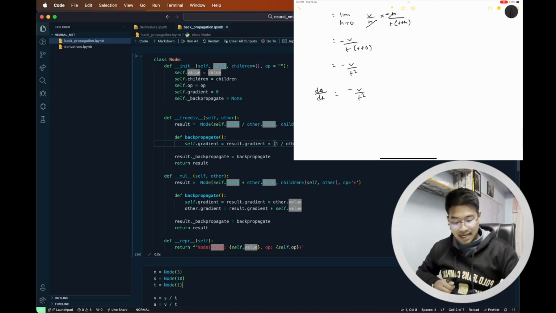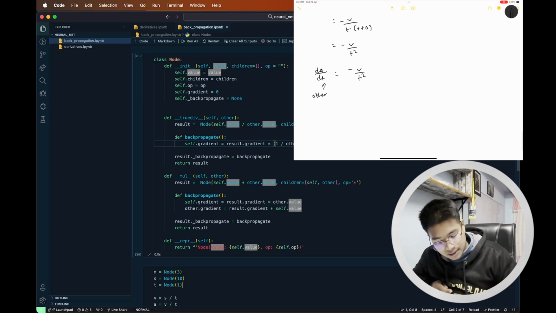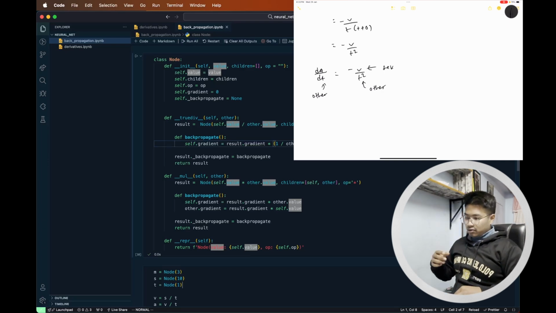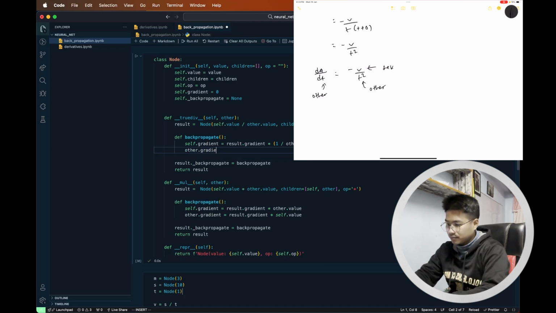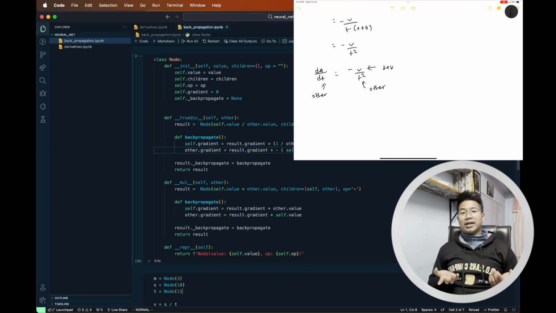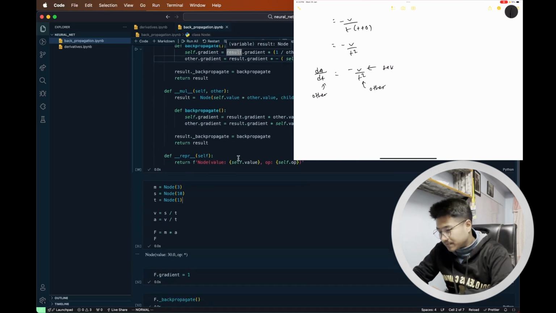Okay, so let's represent that. Remember, t over here is the other, and v over here is the self. So to encode that, I should say other dot gradient is result dot gradient multiplied by whatever this thing evaluates to be. So v over here is the self, so self dot value, divided by other dot value, and that should be squared. And that's how you would backpropagate division. I think it looks good, so let's do it.